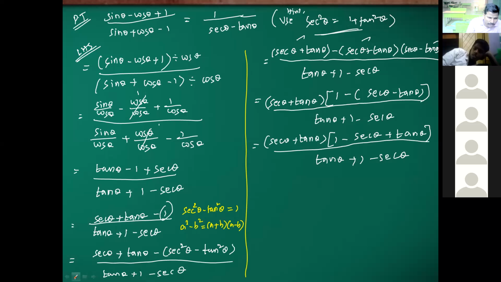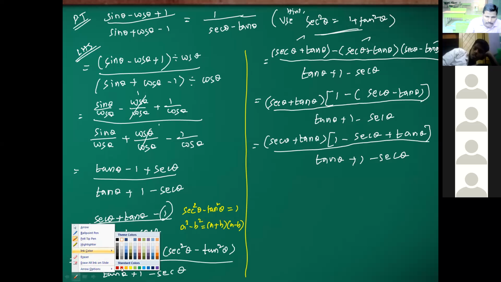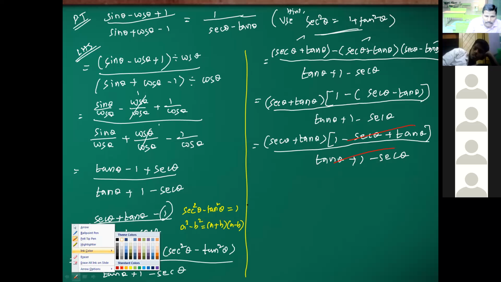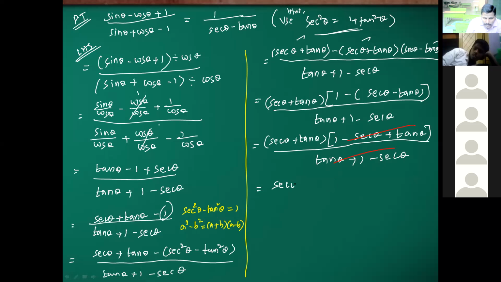You just listen carefully, children. Now see, plus 1 and plus 1, minus secant, plus tan. So in the numerator, this is cancelled. Now what I have remaining is secant theta plus tan theta. This is also one rule: instead of this, we have 1 by secant minus tan. If you take the reciprocal for this, you will get the answer.